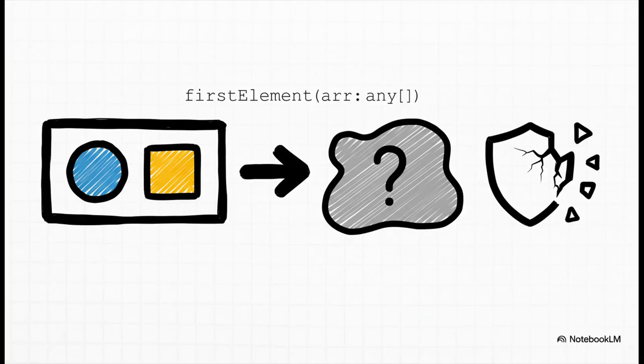Let's look at a classic problem. You've got a function, it's supposed to get the first element of an array. Simple enough. But if you type the input array as any array, well, TypeScript has absolutely no idea what's inside. So what does it return? The dreaded any type. And this just completely defeats the purpose of using TypeScript in the first place because we lose all our type safety.